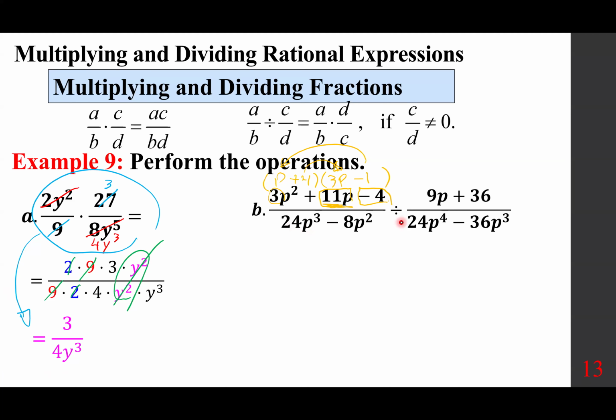Division, you flip this over. So first and foremost, you change this to the following. You change this to times 24p to the power of 4 minus 36p cubed over 9p plus 36. First, you flip this over. That's the first step. Now let's see what happens.